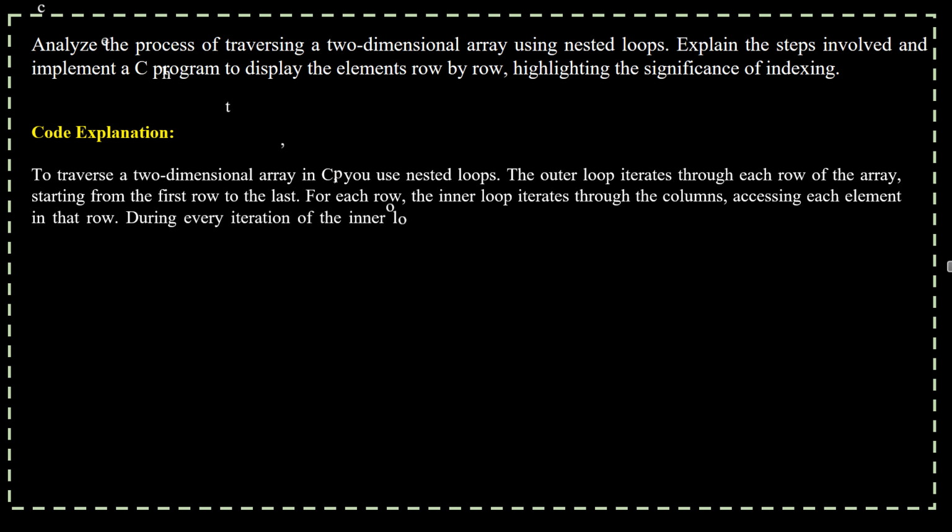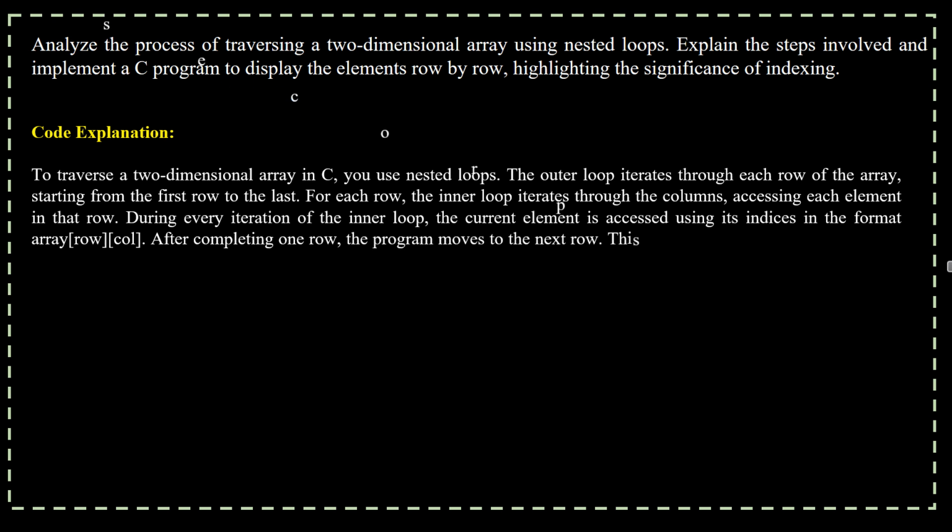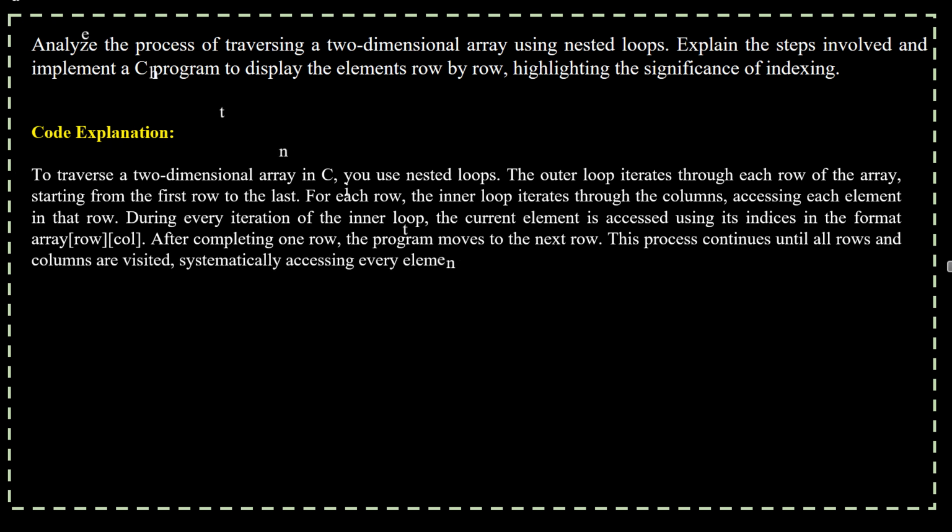During every iteration of the inner loop, the current element is accessed using its indices in the format array[row][col]. After completing one row, the program moves to the next row. This process continues until all rows and columns are visited, systematically accessing every element in the array.